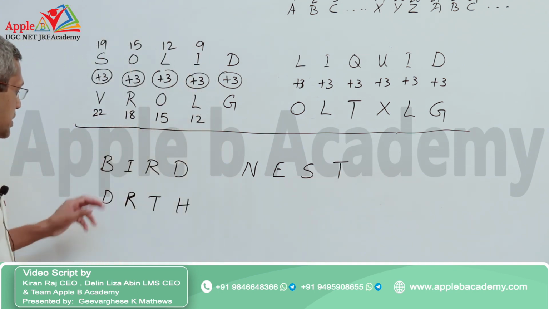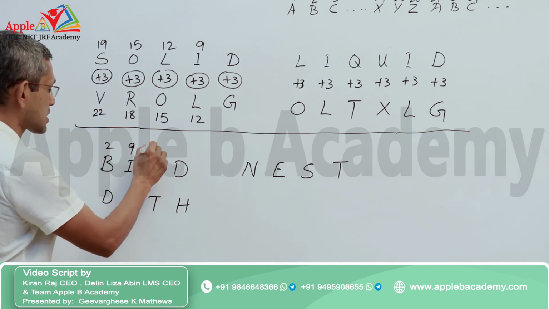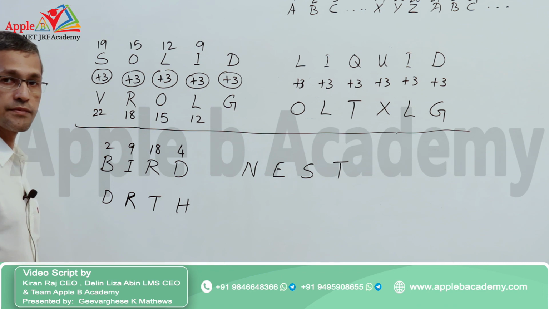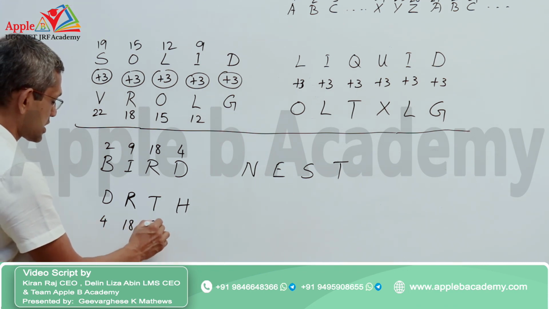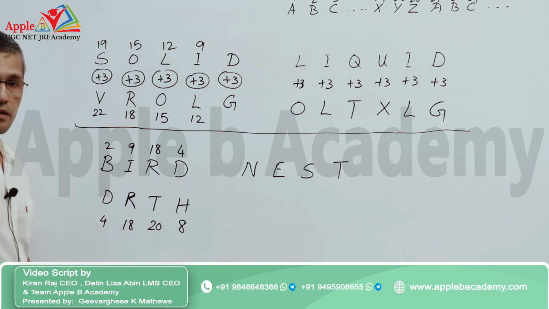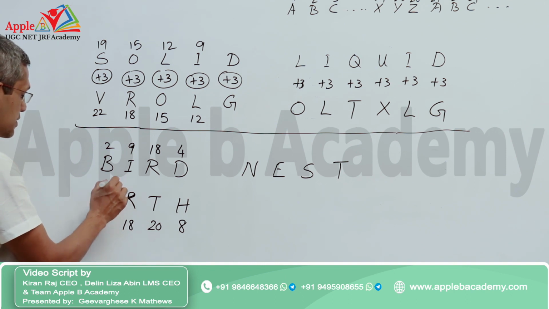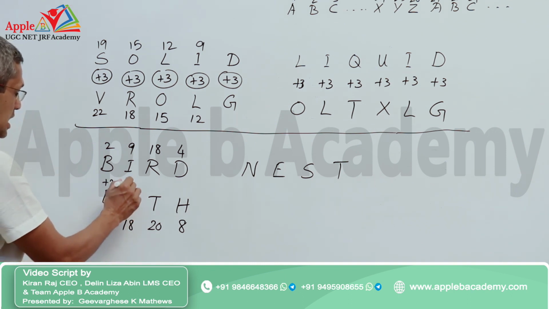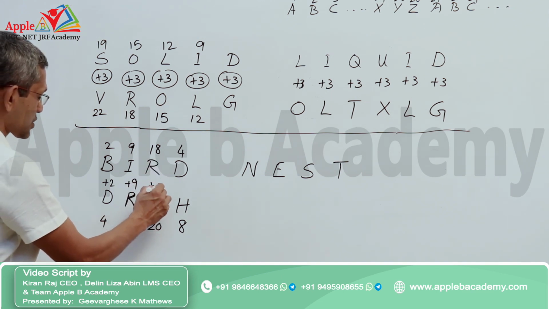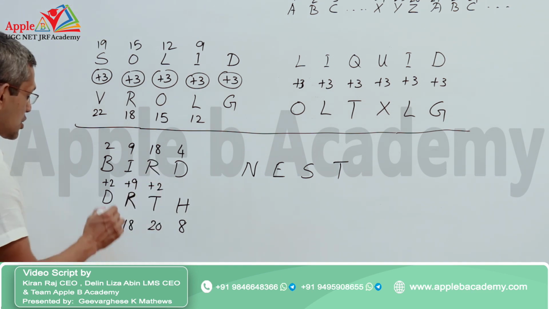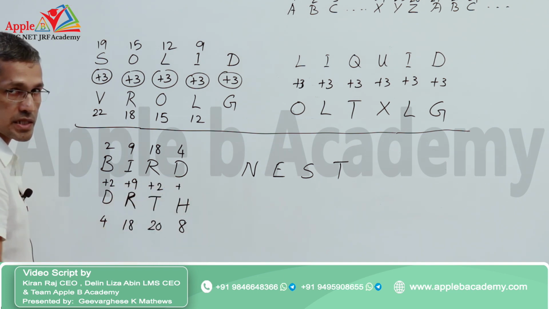So, here B, position value 2, I is 9, R is 18, D is 4. Now, 4, 18, 9, 2 position values. So, what you see here? 2 plus 2 is 4. And 9 plus 9 is 18. Well, 18 plus 2 is 20, correct? So plus 2, plus 9, plus 2. If next one is plus 9, that's a pattern.